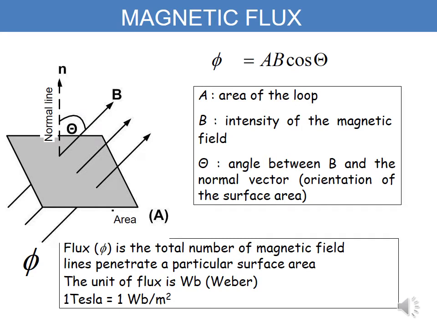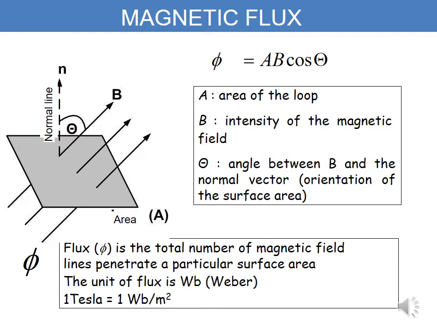To show the intensity or the strength of a magnetic field, we define a magnetic flux term. This magnetic flux is the total number of magnetic field lines which penetrate a particular surface area. Phi is A times B cosine theta, with A the area of the surface, B the magnetic field, and phi the magnetic flux.